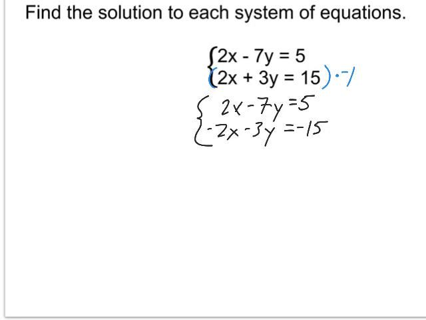Having done that, we now can go ahead and add them together. And notice 2x plus the negative 2x, that gives us 0. That's what we wanted. So we end up with negative 10y equals negative 10. Divide both sides by negative 10, y equals 1.